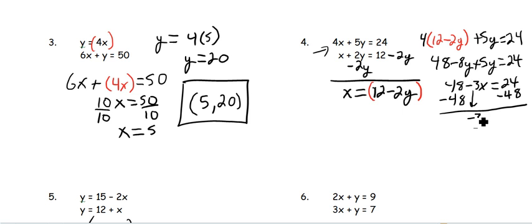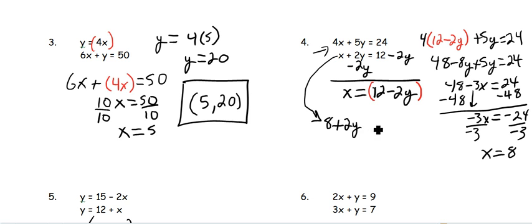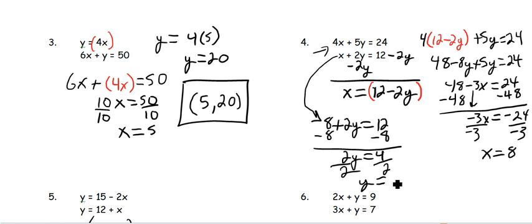Make sure I bring down that negative. Divide by that coefficient. Y equals 8. So I'm going to plug that back into this one here. And I'm going to get 8 plus 2y equals 12. Subtract my 8. 2y equals 4. Divide by 2. Y equals 2. So my answer is 8, 2.